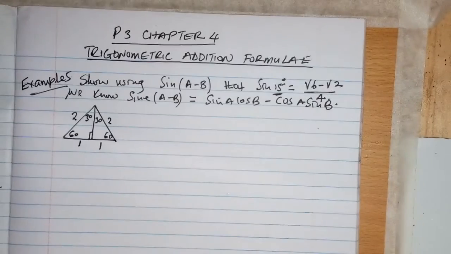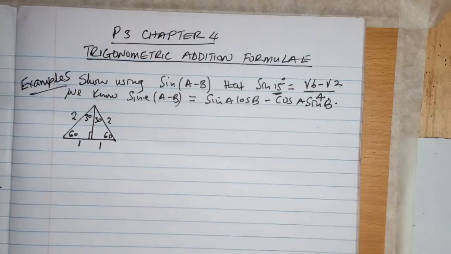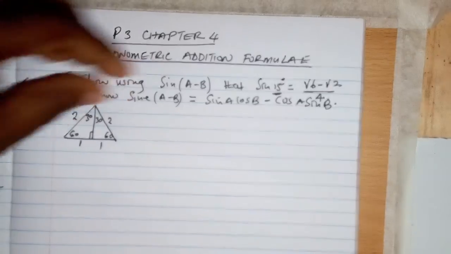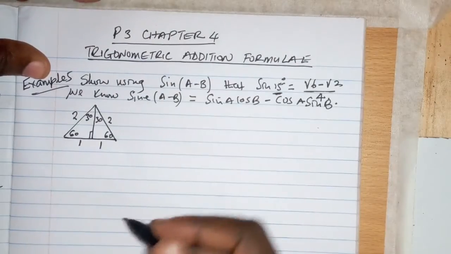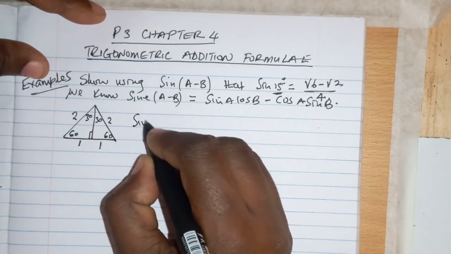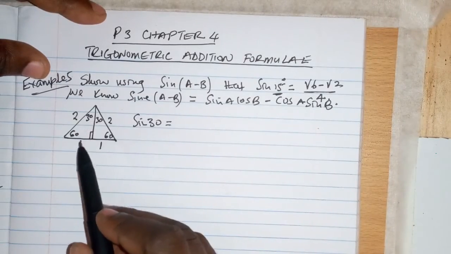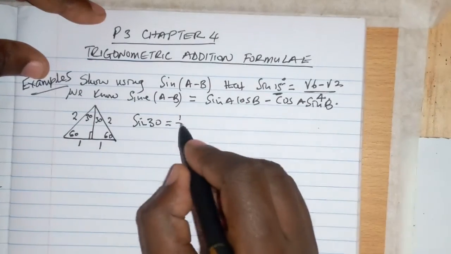So before we can even go further, we can only get 30 here. So let's talk about what is sine 30. Sine 30 is opposite over hypotenuse, which is a half.